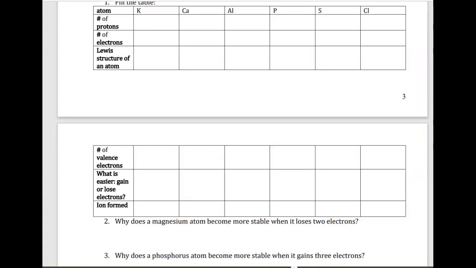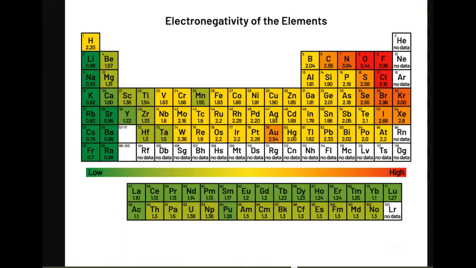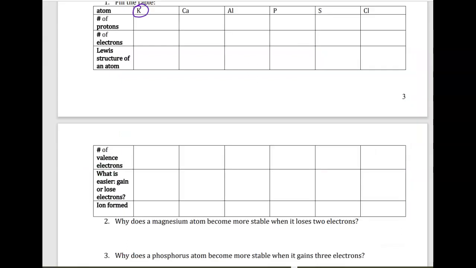So potassium. Let's find potassium here, and you can see it's period number 4 and group number 1A. The atomic number is 19. That means the number of protons is 19. The number of electrons is 19 too. Why? Because in a neutral atom, the number of protons and the number of electrons are equal to each other.